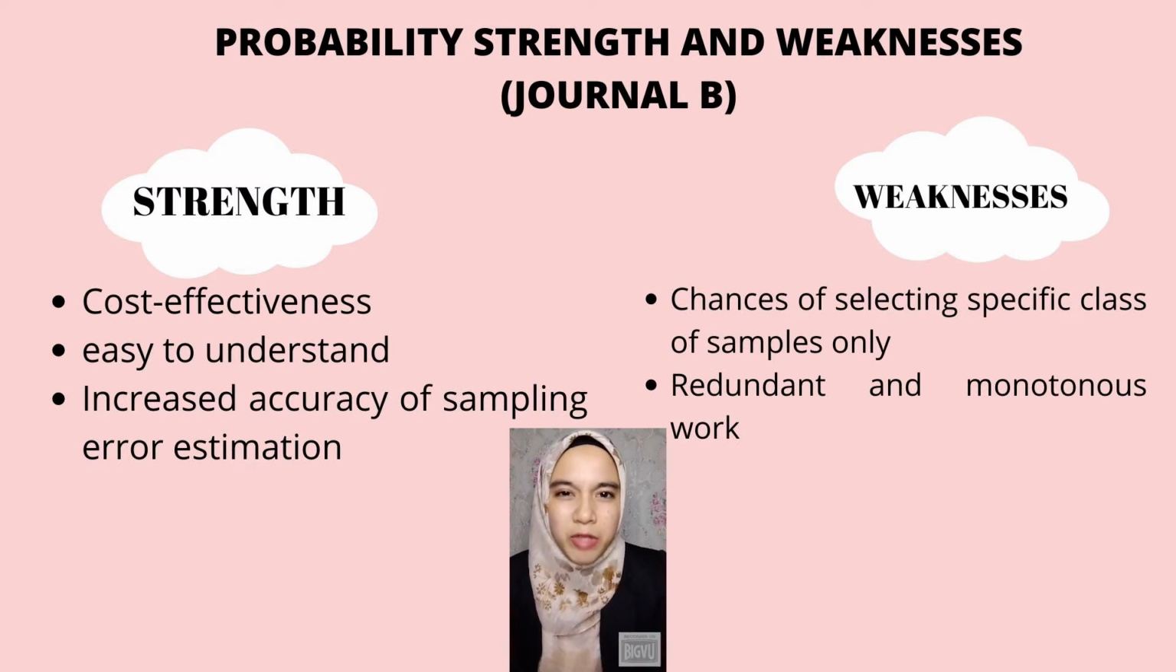Secondly, it's easy to understand. Probability sampling is a simple method of sampling that does not require a lengthy procedure. It's quick and efficient. As a result, the time saved may be put toward analyzing the data and drawing conclusions. Probability sampling is based on the assumption that each member of a population has an equal and known chance of being chosen.